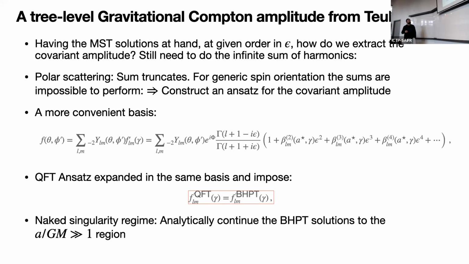These sums are very difficult to do, and a better approach for us is to write an ansatz of what this amplitude might look like using QFT inputs, then expand the ansatz on the same basis and compare it to the black hole perturbation theory solution. Yeah, what guarantees that black hole perturbation theory makes sense in the large spin limit? It doesn't, it's just an extension.